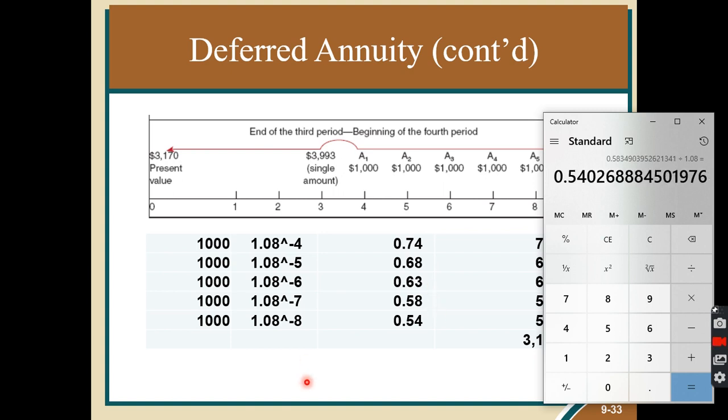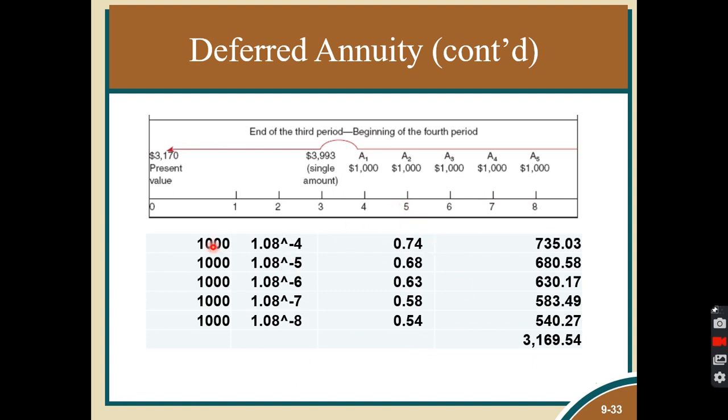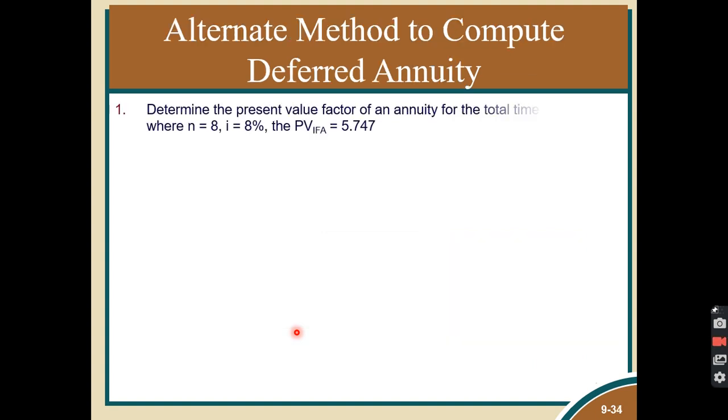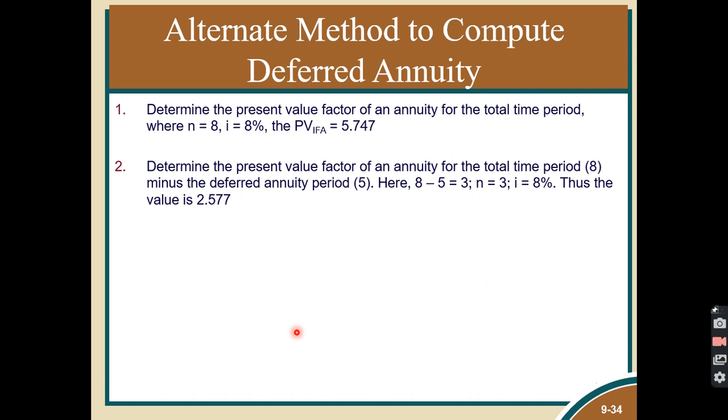And then you simply multiply the factor by the cash flow and you will get the total amount of present value. So 3,169.54 is basically the same as 3,170. This was just rounded off. That's why there is a difference. But basically, that's how you compute it. Okay? That's easier.